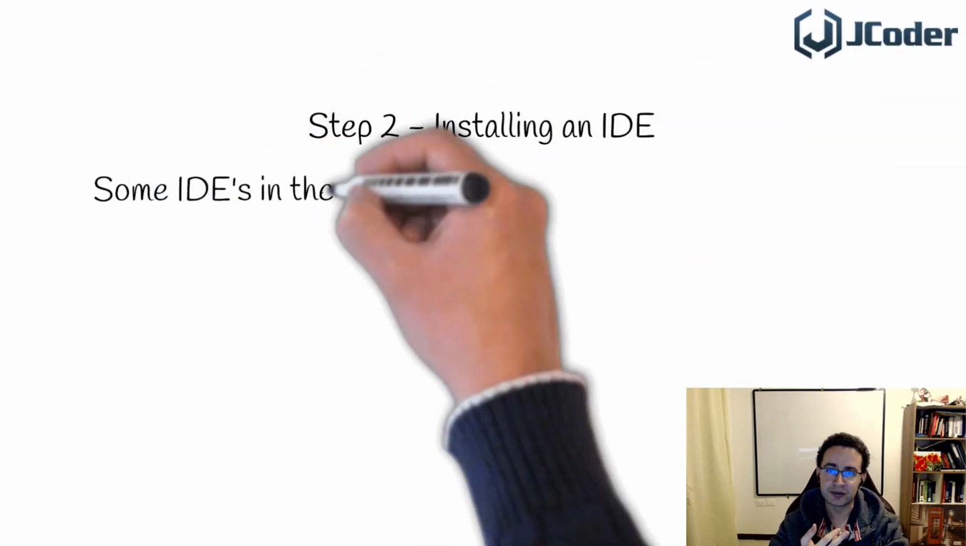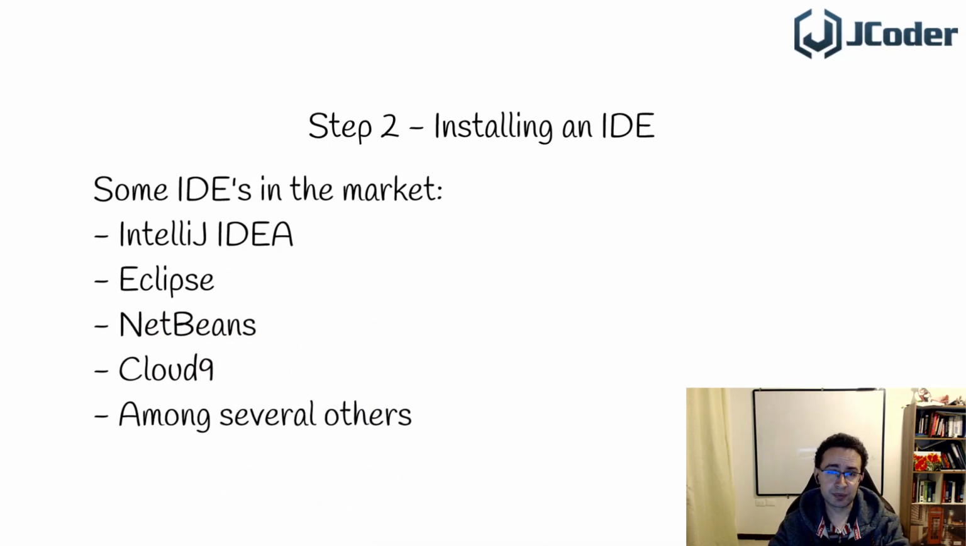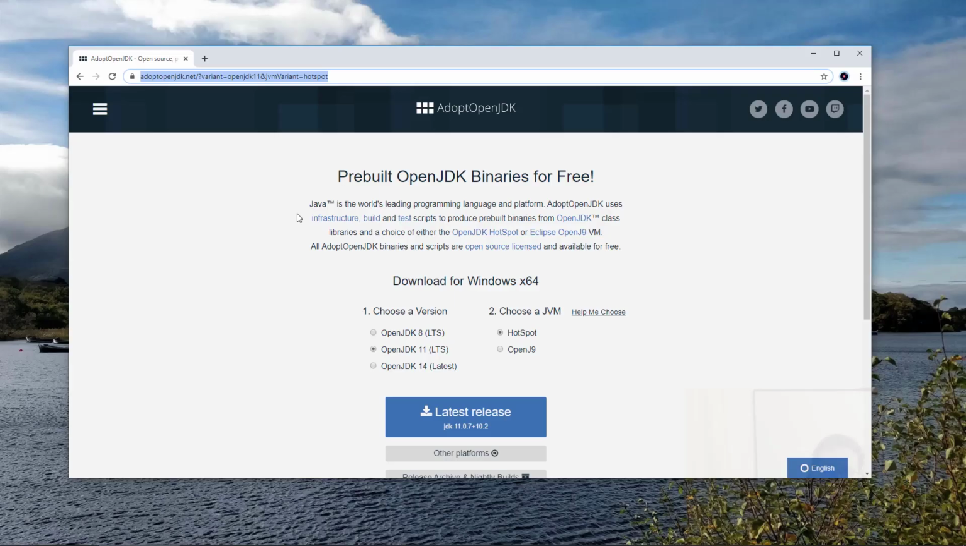Excellent. Now, the second tool we're going to install is a code editor, also called an IDE. You can find multiple options on the market provided by different companies as well. I mainly use two different IDEs: one of them is IntelliJ IDEA, and the second one is Eclipse. However, you can find others on the market like NetBeans and Cloud9, among others. In this tutorial, we're going to be using IntelliJ.